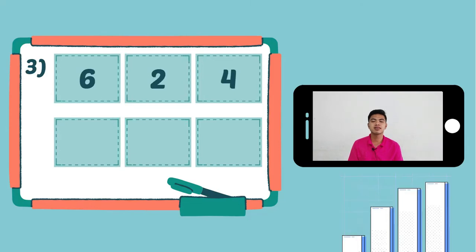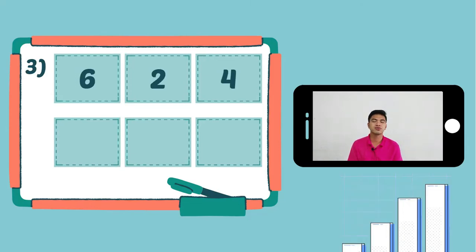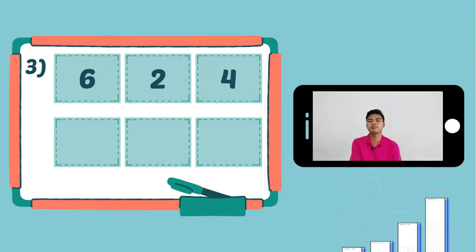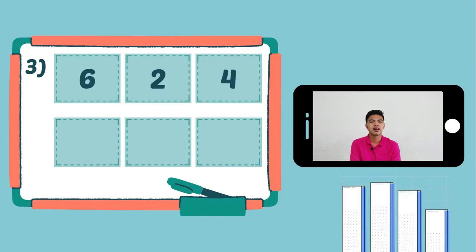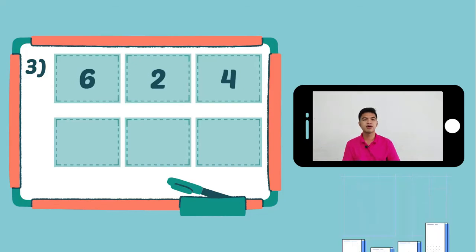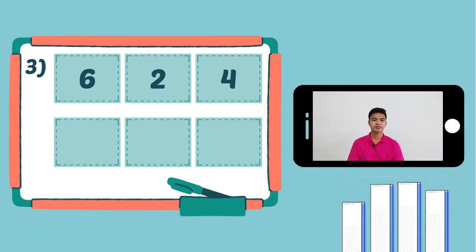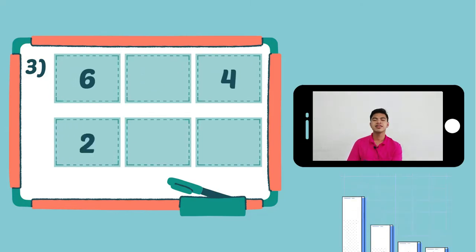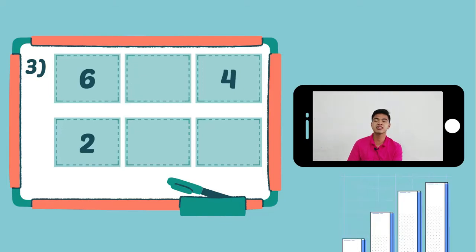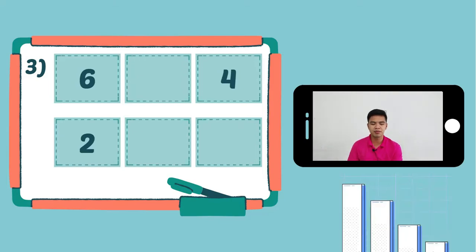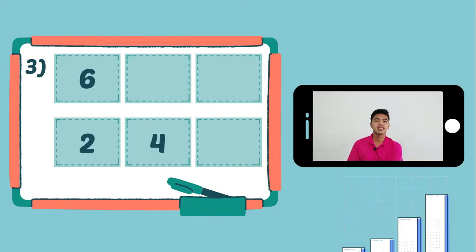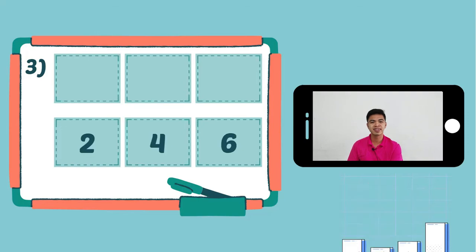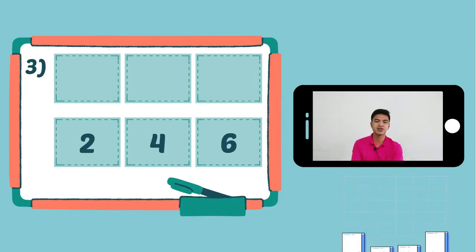Here we have the numbers 6, 2, and 4. Okay, so we're going to find out which is the smallest number. So kids, what do you think is the smallest number between the three? Good job. The correct answer is number 2. 2 is the smallest number of them, okay? And then what about 6 and 4? Which is the smaller number? Good job. The correct answer is 4. And then since we only have one number left, we're just going to write it down in the last part, okay? It's easy, right? I know you can do it, okay?